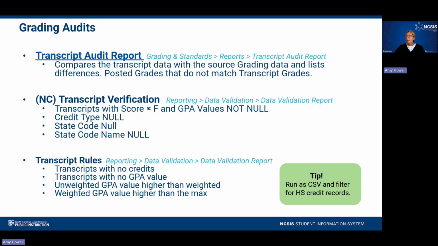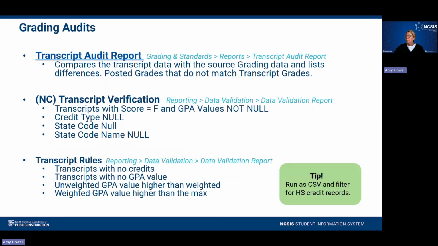The North Carolina transcript verification, we're going back to our data validation reports. This is going to give you your transcript grades that have a score of F and the GPA value is nothing. It also gives you any transcript grades that are missing a credit type, missing the state code, or missing the state course code name.